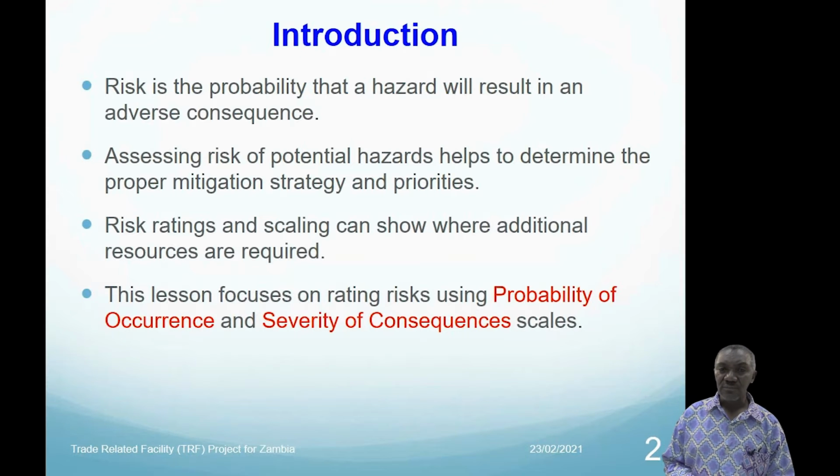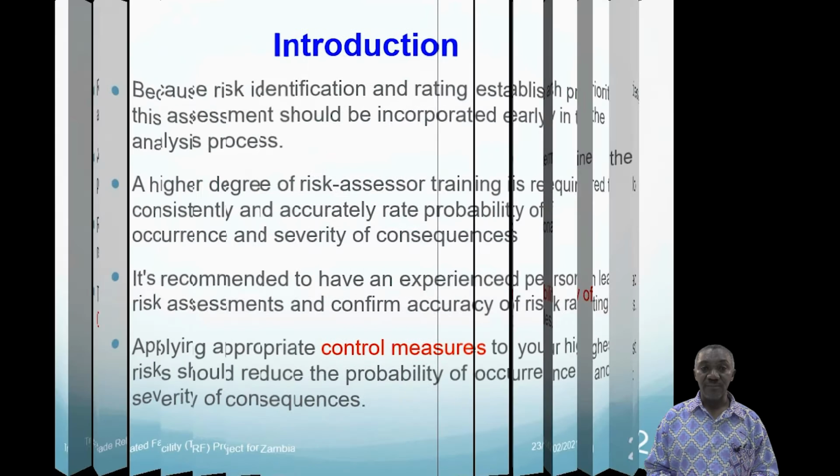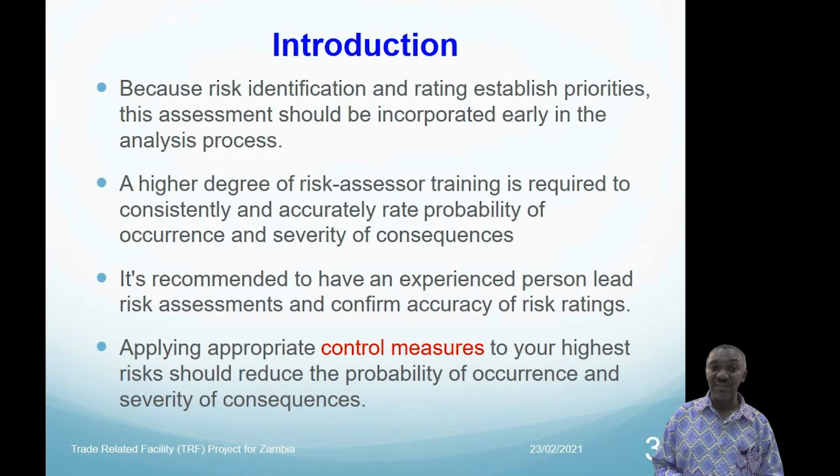reduced the risk. So in this lesson, we'll focus basically on rating risk using the probability of occurrence and also the consequences, the severity of the consequences. These two elements are what define a risk. So we're saying that risk is a function of the probability of occurrence and the severity of the consequences. Because risk identification and rating establishes priority, this assessment should be incorporated early in the analysis.